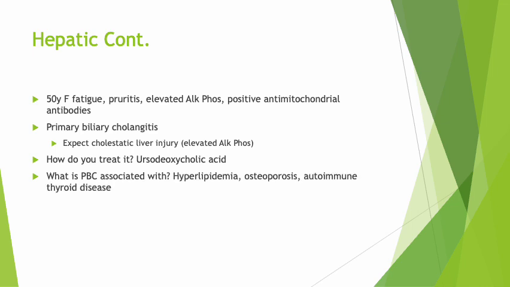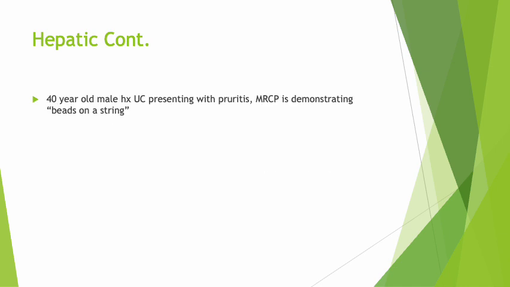So a couple of things they like to test you on. Hyperlipidemia and osteoporosis are two big associations, and autoimmune thyroid disease is also associated. And a similarly spelled condition that's also frequently tested, say you have a 40-year-old male with a history of UC who's presenting with pruritus, and he gets an MRCP, which is demonstrating a beads on a string pattern.